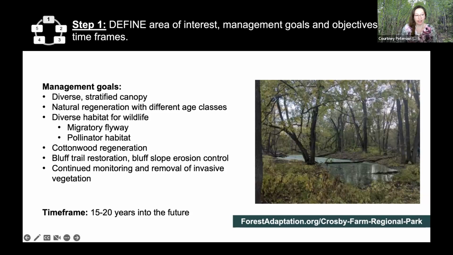And they want to focus on how to make sure we have some of this bluff trail restoration and prevent some of that soil erosion, especially as we start to experience extreme flooding events in this forest along the river area. There are also some challenges with invasive species: emerald ash borer, some invasive vines, and bush honeysuckle, which is starting to outcompete some of that understory vegetation. So we're really thinking about how to frame these as our overarching management goals, and how to continue to achieve these as we implement our different adaptation tactics at Crosby Farm.